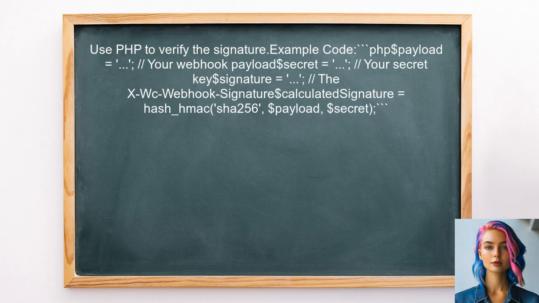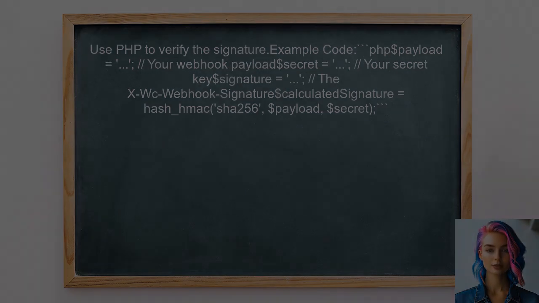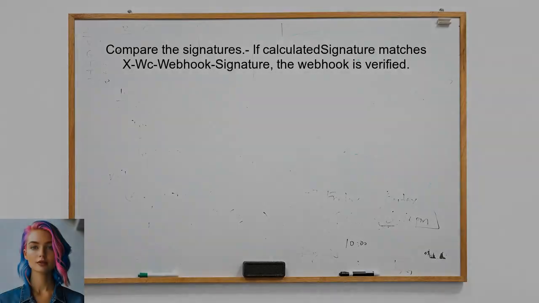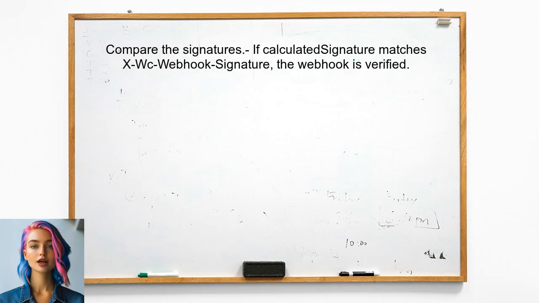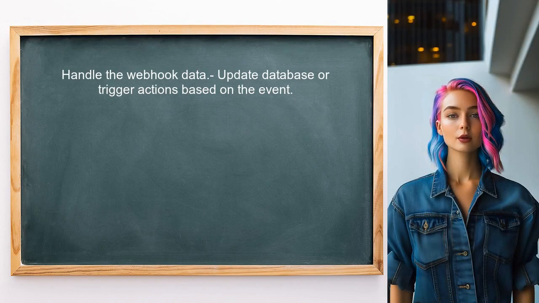Now the user can use the hash HMAC function in PHP to verify the signature. This function requires the hashing algorithm, the payload, and the secret key. After calculating the signature, the user should compare it with the XWC webhook signature. If they match, the webhook is verified. Finally, the user should handle the webhook data accordingly. This could involve updating a database or triggering other actions based on the webhook event.